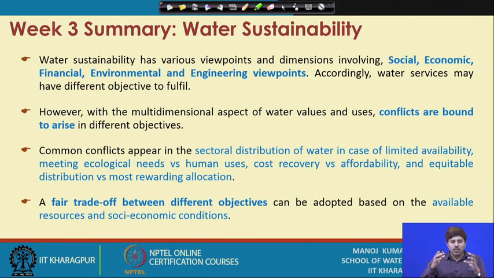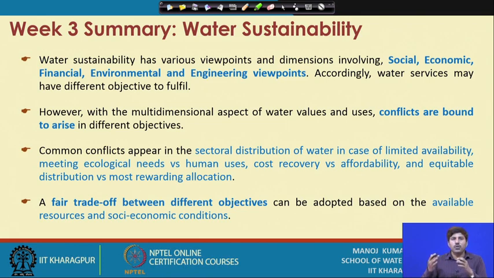Among the common conflicts that typically appear are those involving sectoral distribution of water in case of limited availability. So, when water is limited, which sector should one allocate it to: whether it should go for the environmental sector or e-flow maintenance, that is targeting environmental sustainability, or it should go for domestic consumption that targets social sustainability, or should go for the most financially rewarding uses which target financial sustainability. So, those kinds of conflicts were discussed.